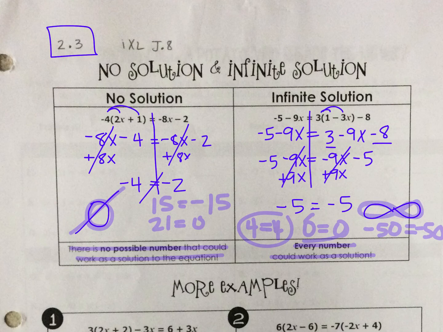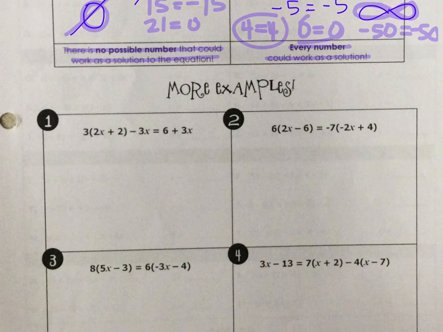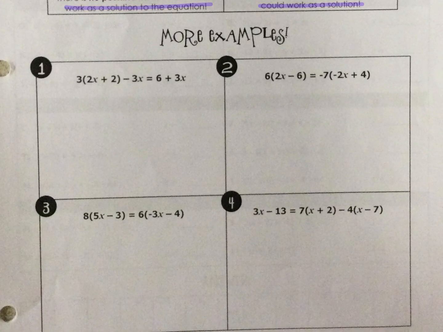So down here at the bottom, I need you to do this work. You have 4 problems. One of your answers will be infinitely many. One will be no solution. The other 2 will be normal x equals whatever number. Okay? One of those, 2 of those.